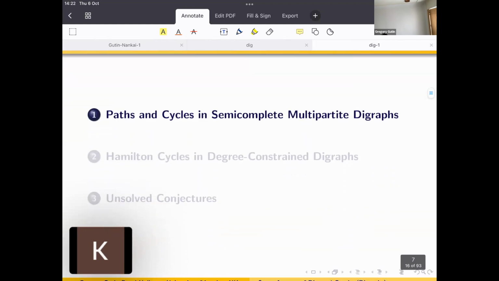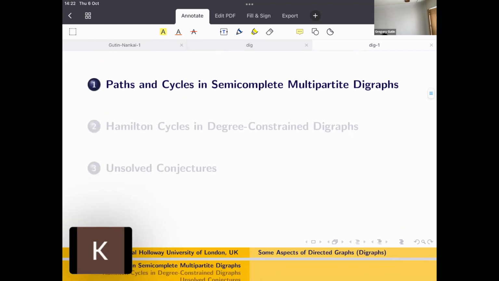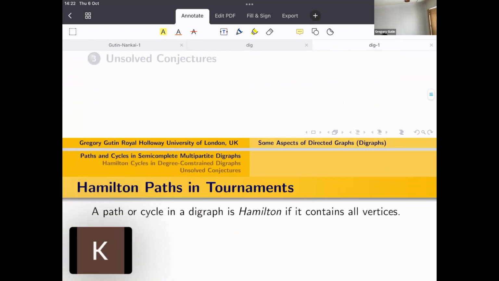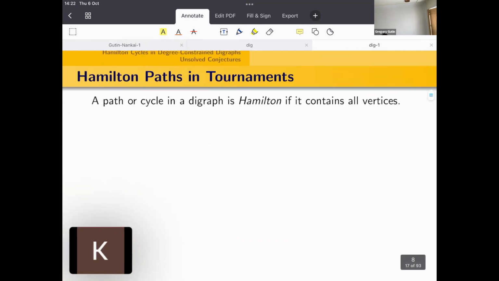Now let's move on to paths and cycles and semi-complete multipartite digraphs. But first of all, let's talk about tournaments. Let's talk about Hamilton paths in tournaments. What is a Hamilton path? A path or cycle is Hamilton, or sometimes people say Hamiltonian, if it contains all vertices, if it covers all vertices.